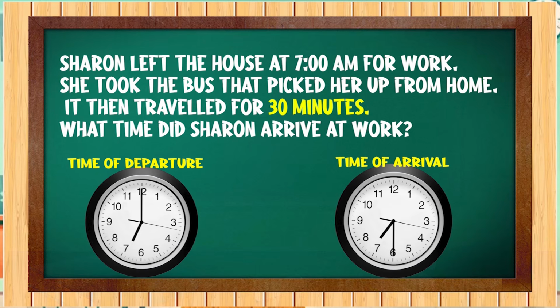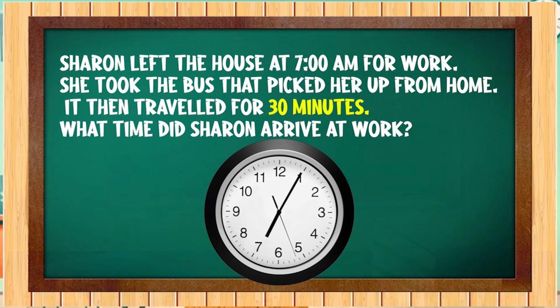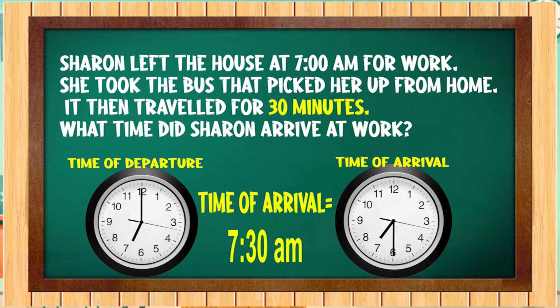For it to move 30 minutes, it would move to 1, which would represent 5 minutes having passed. Then it'll move to 2, 10 minutes would have passed. 3, 15 minutes. 4, 20 minutes. 5, 25 minutes. And then at 6, 30 minutes. Therefore, the long hand would have moved from 12 to 6. And the time there would be 7:30 a.m. So it took Sharon 30 minutes to reach work. However, she reached work at 7:30 a.m.